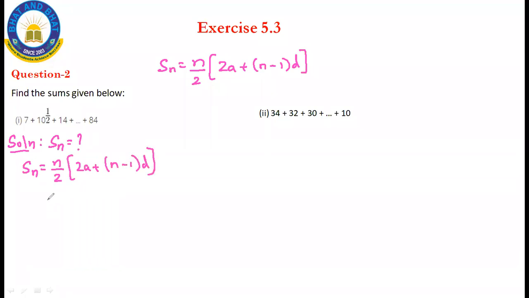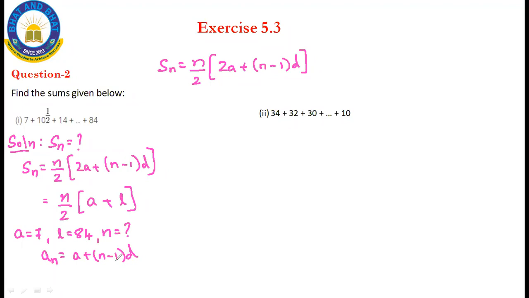But we also know an alternative representation of this, that is n by 2 into a plus l, the first term plus the last term. We know this, right? a plus l. So a is given to us as 7, whereas l is known to us as 84. Only thing we don't know is n. So we can find out n. Finding out n is very easy. How? We know a formula: an is equal to a plus n minus 1 into d. So d is given as 10 and a half, that is 10.5, minus 7. How much will it come down to? 3.5. 10 and a half is nothing but 10.5, right?